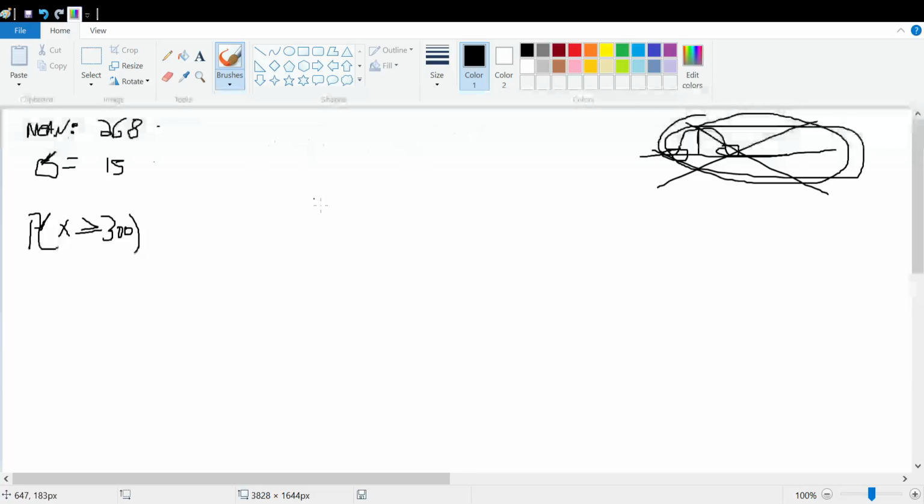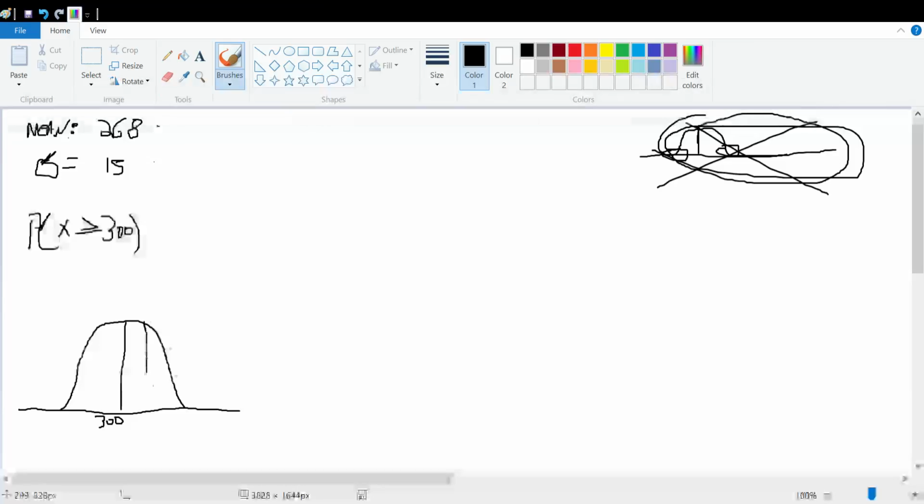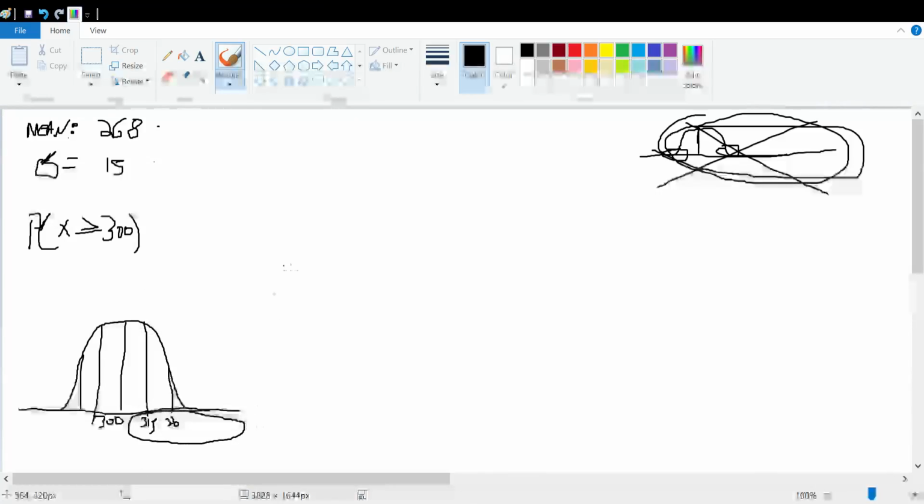If we wanted to make a visual of that, we can do that. So here would be 300 days, and the standard deviation would be 15. So here would be 315, 330, and you get the idea, it goes in reverse this way. We want the probability of it lasting at least 300, so all of these or more.